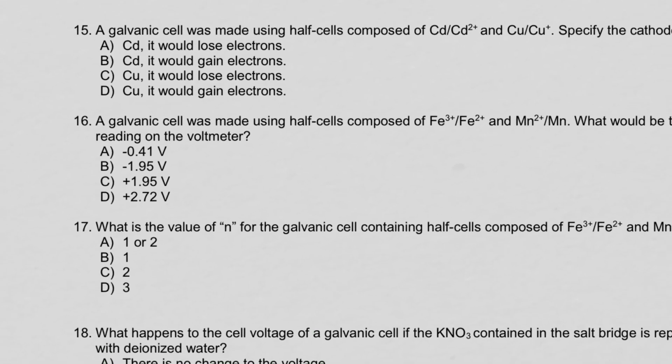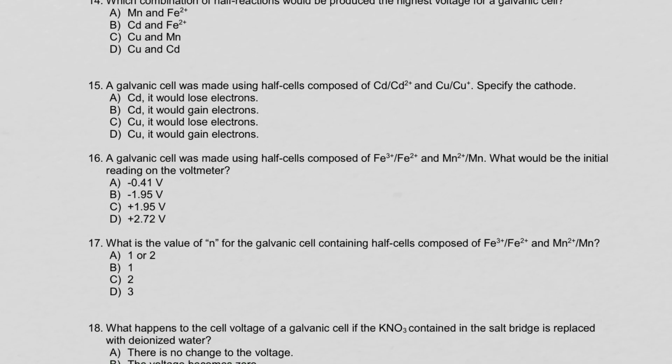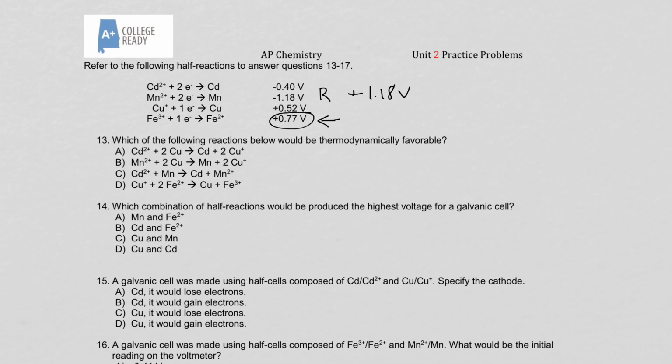And the last question involved with those half reactions above is asking what is the value of N for the galvanic cell containing half cells composed of those iron ions and the manganese ions that we just saw. Since students have been learning about delta G, N is directly used when they are solving this delta G formula. So really we're asking about N, and it's defined on the formula sheet. It's the moles of electrons that are transferred in these redox reactions. Hopefully this will become an easy thing for students to come up with.